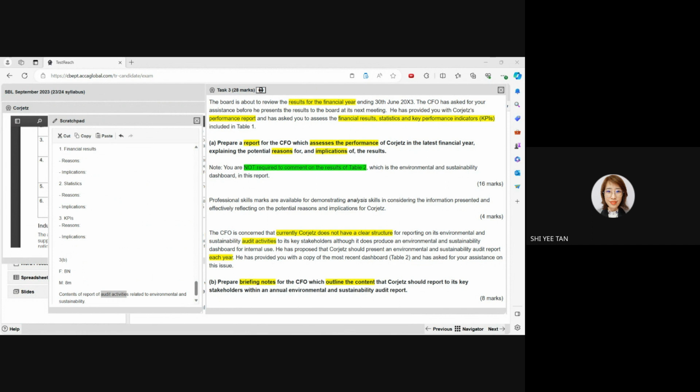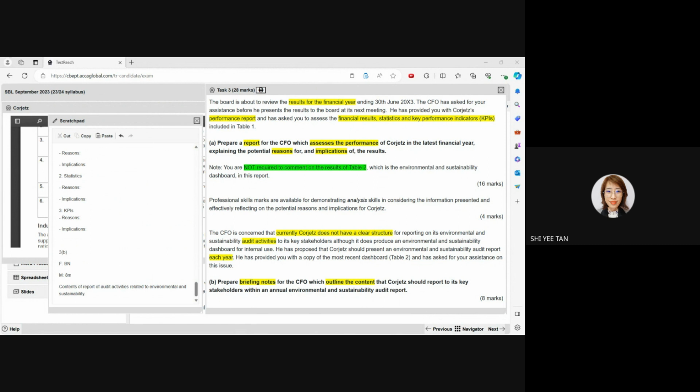If you write it wrongly, as contents of audit report, it is a totally different thing. Contents of reports of audit activities means I've done my audit and I want to report to my stakeholders. What are the contents I should include in the report? But contents of audit report means the auditor comes and audits and gives you the report. Totally different. And then versus content of environmental and sustainability report, also a different thing.